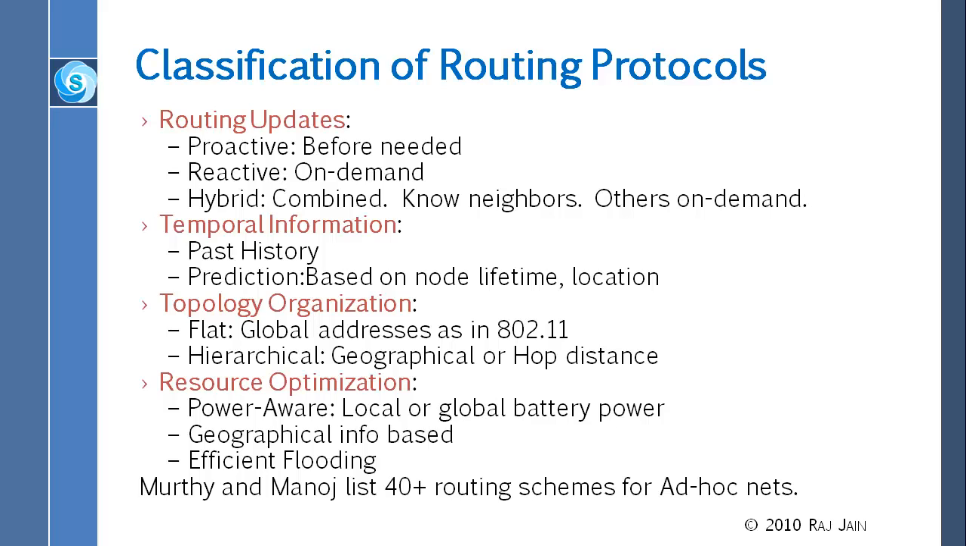Another way of classifying is what is it based on, how much prior information does it need. Topology organization, whether the addressing should be flat as it is in 802.11 or 802.3, or should it be hierarchical as it is done in IP and other places. And hierarchy could be geographical or by hops. Resource optimization, we talked about power awareness, and then the next thing is geographical information based.